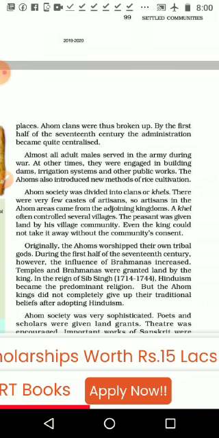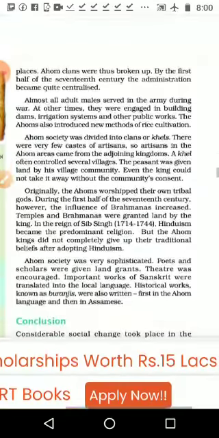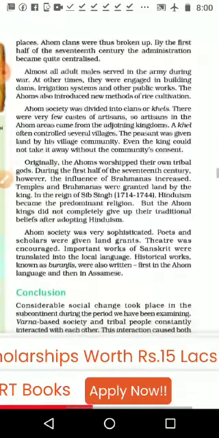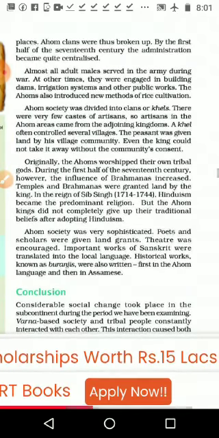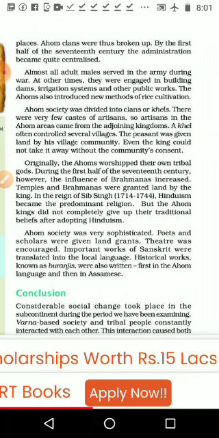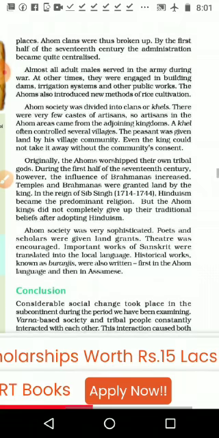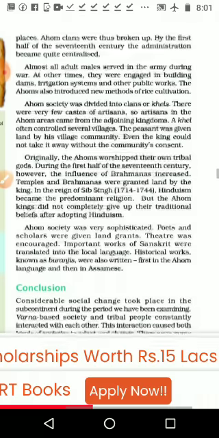Ahams also introduced new methods of rice cultivation. They are also having rice cultivation, that also in a different way. Aham society was divided into clans or khels, the subdivisions of the group. It was like a state, what we are calling under the government of India, we are having states like that. They are dividing themselves into groups, that is clans or khels. And there were very few castes of artisans. Artisans in the Aham areas came from the adjoining kingdoms.